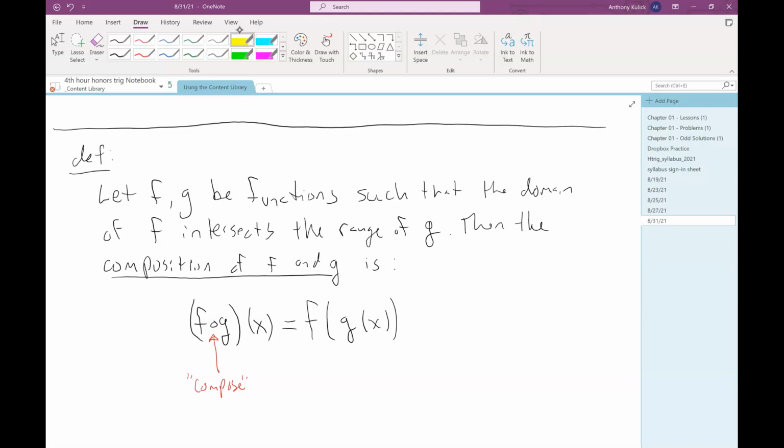The reason why we have this restriction that the range of g intersects the domain of f is because the output of g of x has to be a valid input to f, right? So whatever g of x is, that range value has to be a part of f's domain because that's what we're plugging into f. Does that feel okay? Again, all that domain intersecting the range nonsense is just to make sure that the problem is possible.